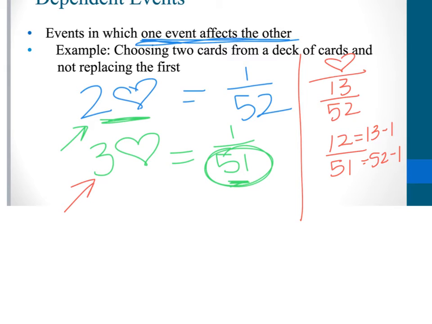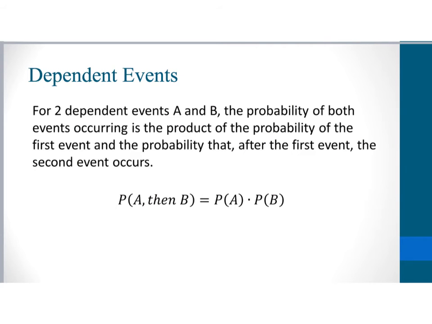And then just like the part 1 video, we would multiply those probabilities together. So for 2 dependent events, which we're going to call A and B, the probability of both events occurring is the product of the probability of the first event and the probability that after the first event, the second event will occur. So you have the probability of your first event times the probability of your second event, just like what we were doing when we were dealing with independent events.